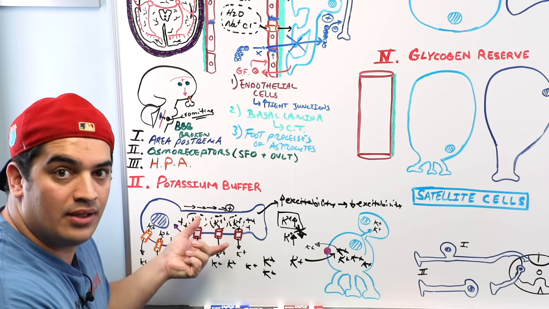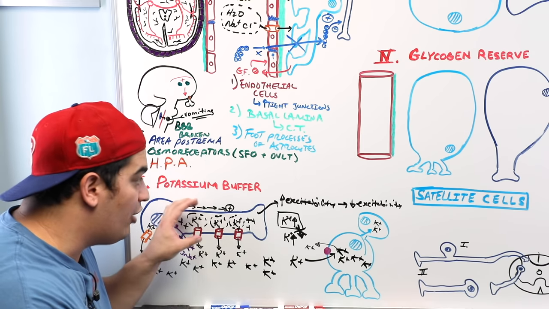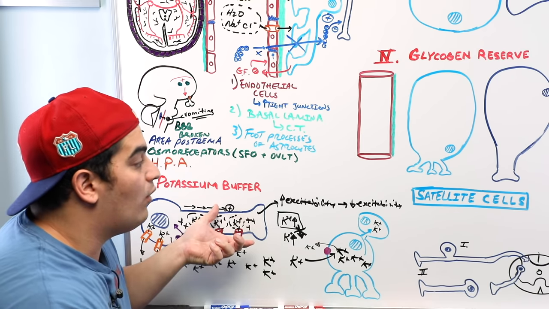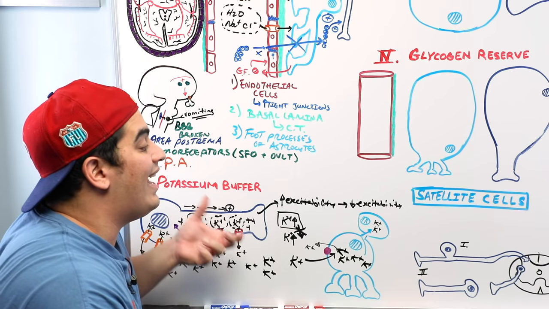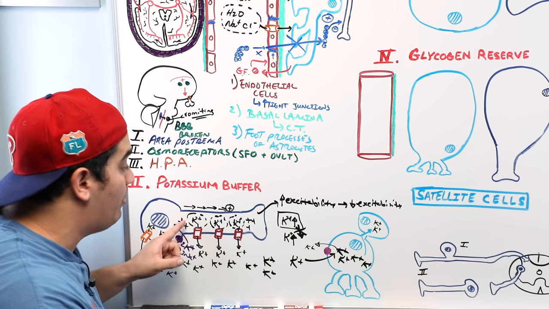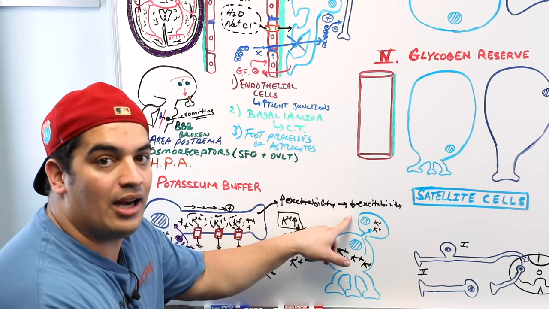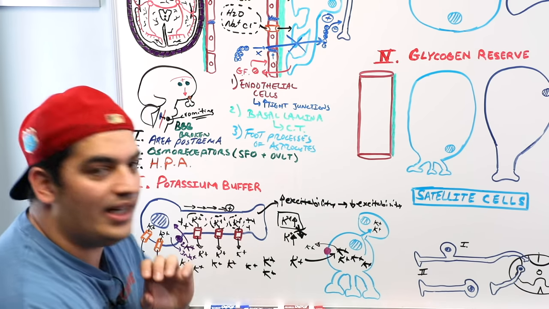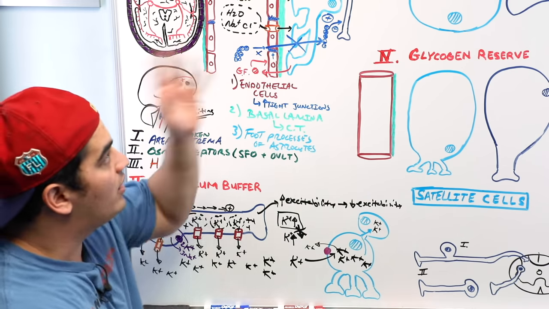of these neurons. Initially, you'll have increased excitability, but because those voltage-gated sodium channels become locked in inactivation from prolonged positive charges, their excitability decreases. That's why we need them. All right, let's move on to the next function.